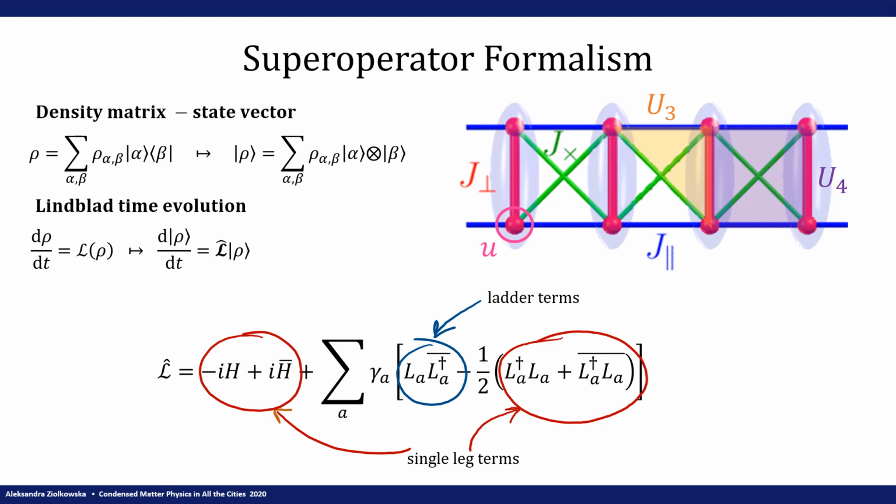Now we can look at the terms in the Lindblad superoperator as acting on a ladder, where the two legs correspond to two disjoint subspaces. The terms circled in red contain only one operator species, and hence they act on only one leg of the ladder. The term circled in blue contains both operator species. It links them and acts on the rungs of the ladder.